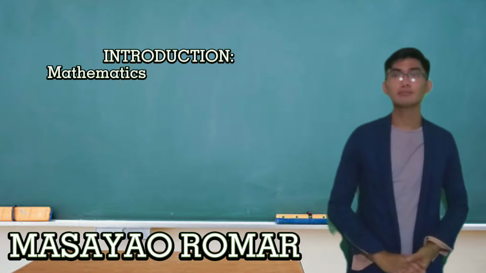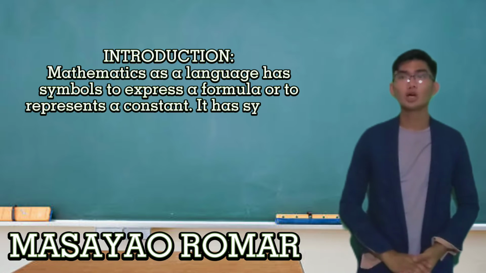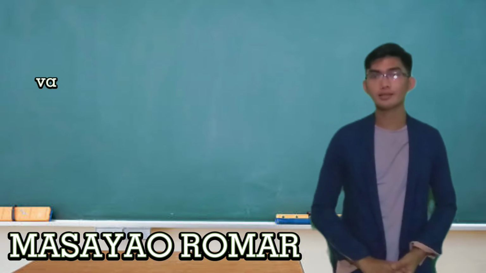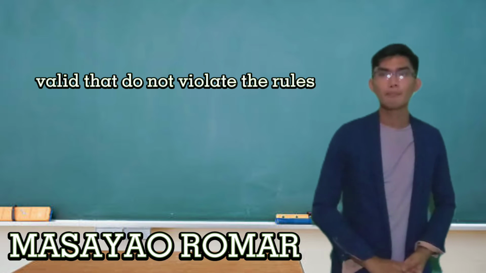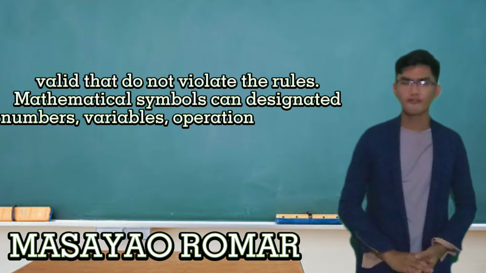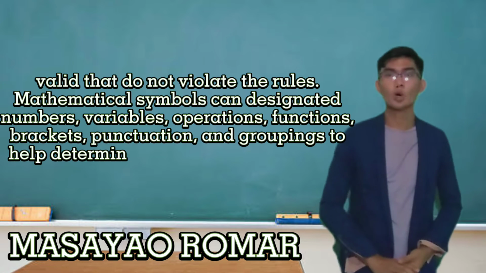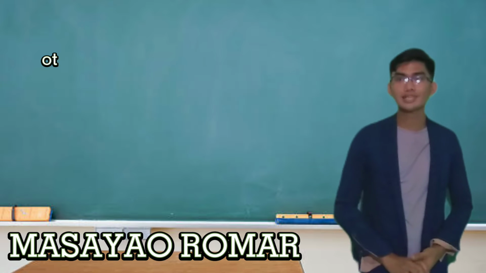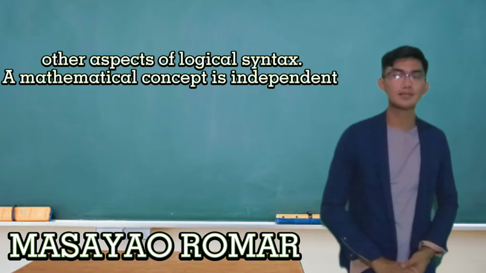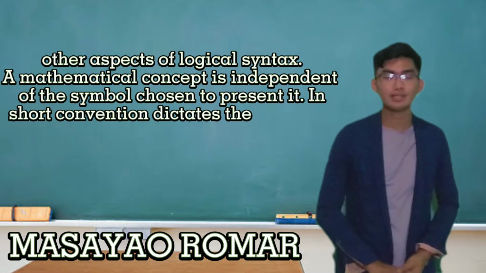Mathematics as a language has symbols to express a formula or to present a constant. It has a syntax to make the expression well formed, to make the characters and symbols clear and valid, that do not violate the rules. Mathematical symbols can designate numbers, variables, operations, functions, brackets, punctuation, and groupings to help determine order of operations and other aspects of logical syntax. A mathematical concept is independent of symbols chosen to present it. In short, convention dictates the meaning.